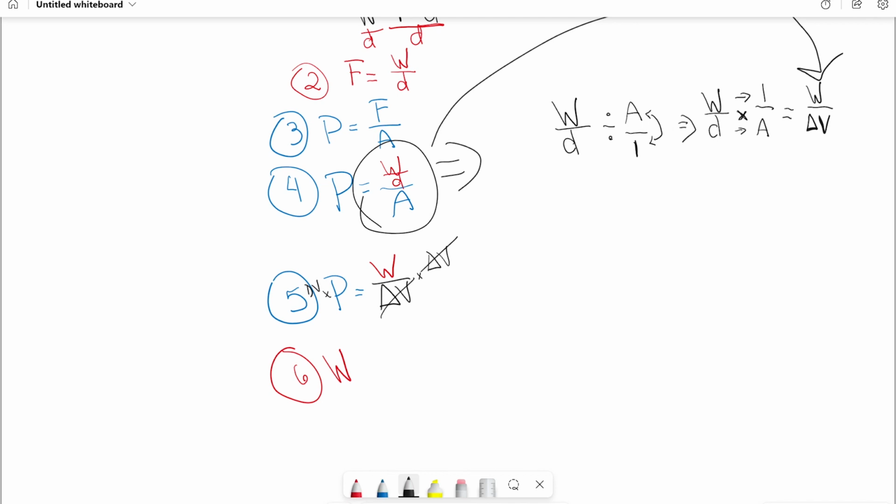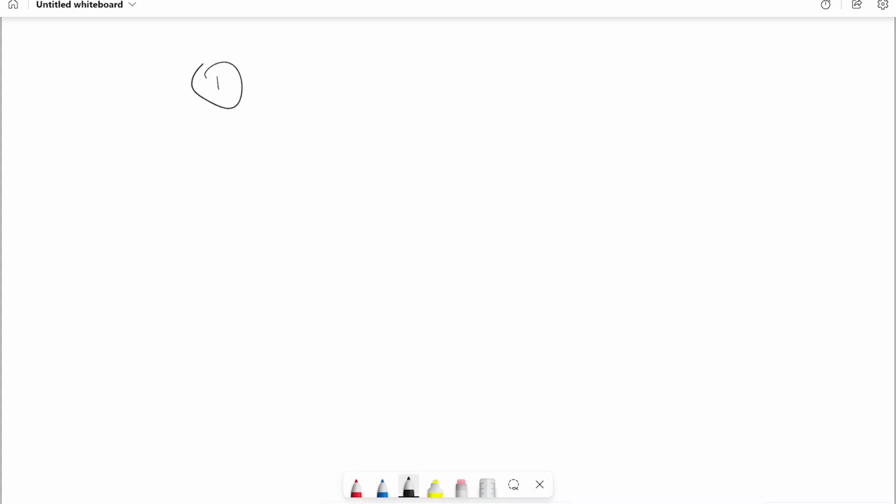We're going to get work by itself, and work is going to be equal to this pressure times this change in volume, delta V. We've previously discussed how work is mad, and then because force equals mass times acceleration, we can say, instead of saying force is mad, work is mad, we can say work equals a force times a distance.